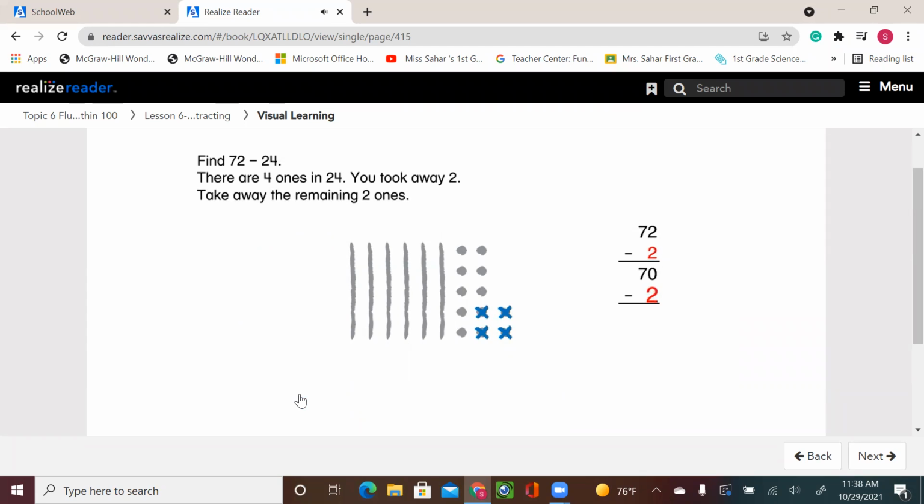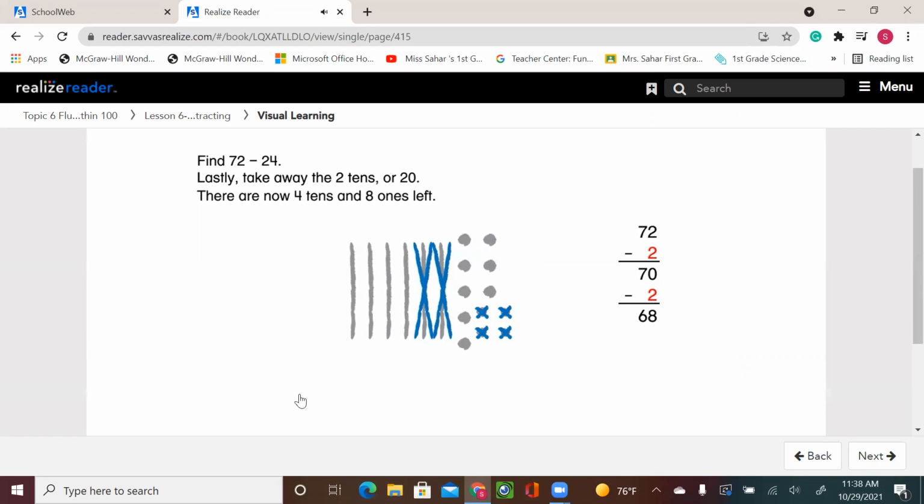70 minus 2 equals 68. Lastly, take away the 2 tens or 20. There are now 4 tens and 8 ones left. 68 minus 20 equals 48. So 72 minus 24 equals 48. Right.